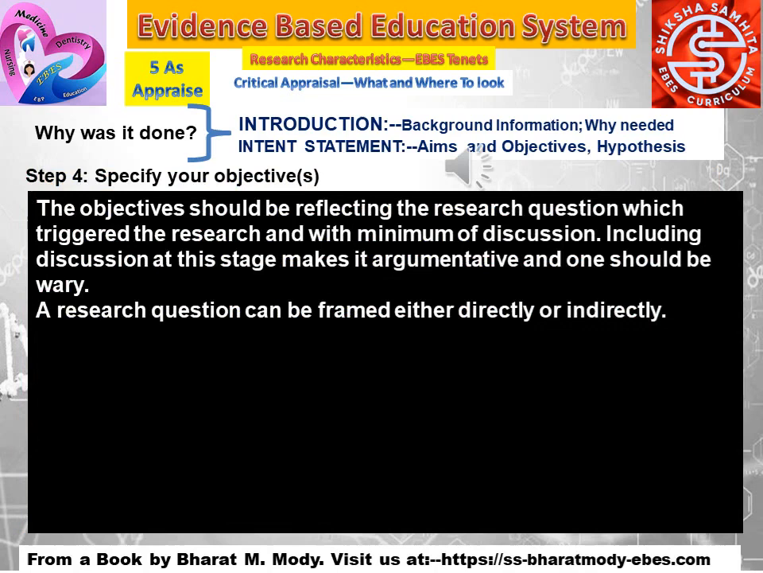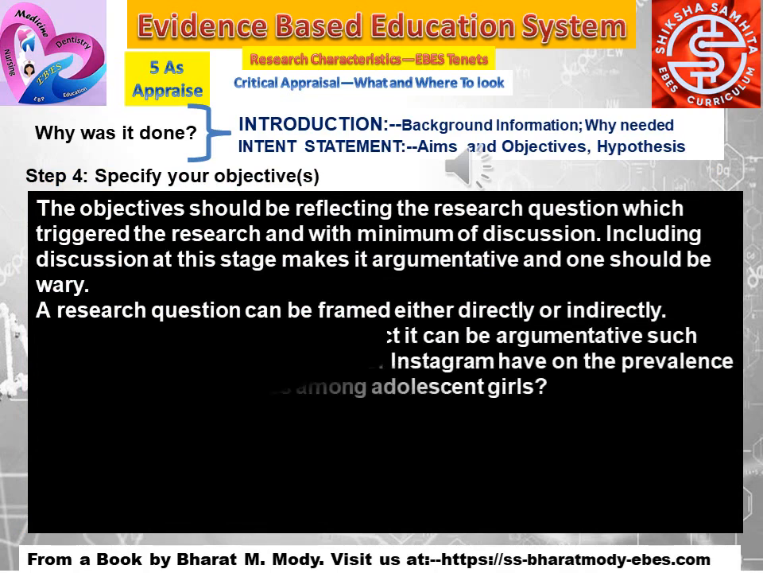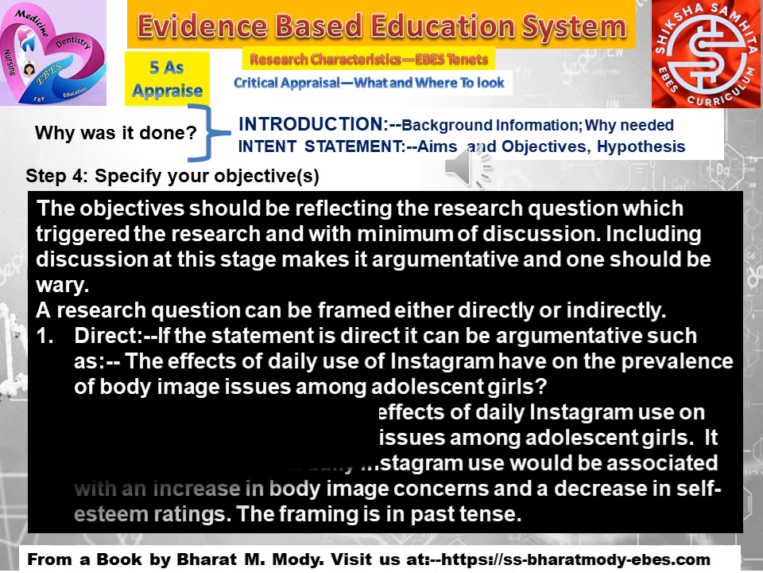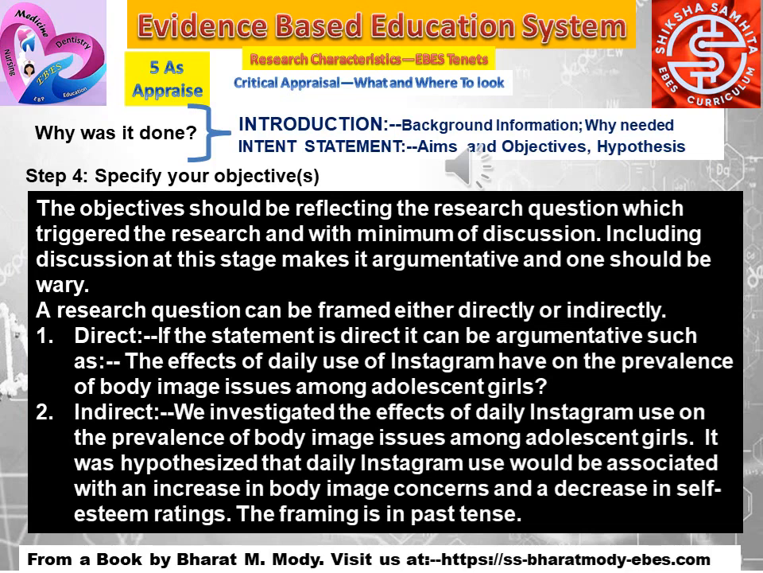Step number 4 is about objectives. The objective should reflect the research question which has triggered this particular research project in the first place, with a minimum of discussion. Including discussion at this stage is argumentative, and one should be very wary about such articles. Now, the research question could be framed either directly or indirectly. A direct statement can make it very argumentative.